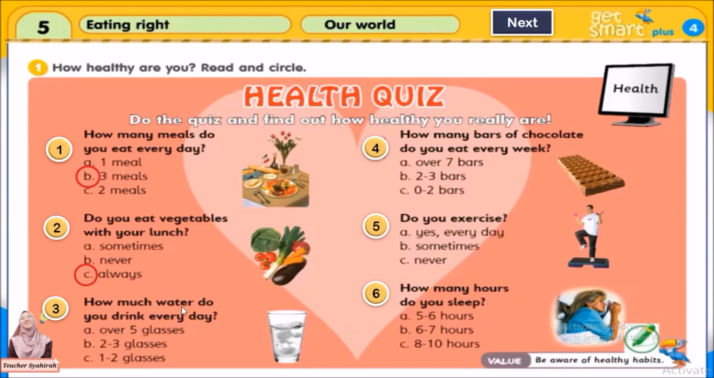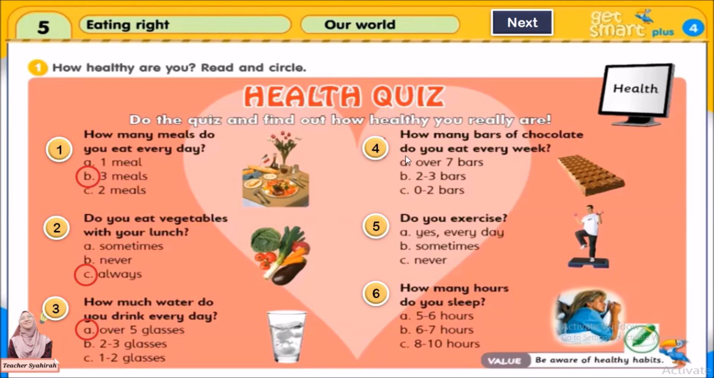Number 3, how much water do you drink every day? Berapa banyak air awak minum setiap hari? The first, we got A, over 5 glasses, lebih daripada 5 gelas. B, 2 to 3 glasses, 2 ke 3 gelas. Or C, 1 to 2 glasses, 1 ke 2 gelas. So my answer would be over 5 glasses.